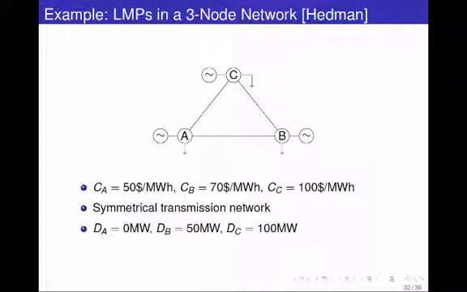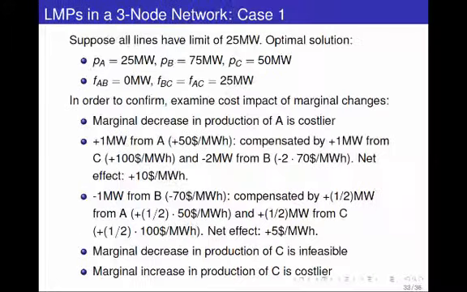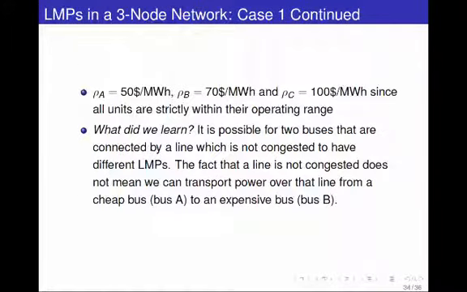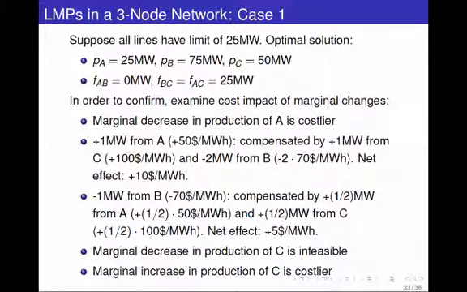So there's a bias. It's often the case, but not necessarily so. So that's one takeaway from this slide. So in this case in particular, the flow between A and B is 0. The fact that there's a positive LMP difference between the buses doesn't mean that power is flowing to the more expensive bus.